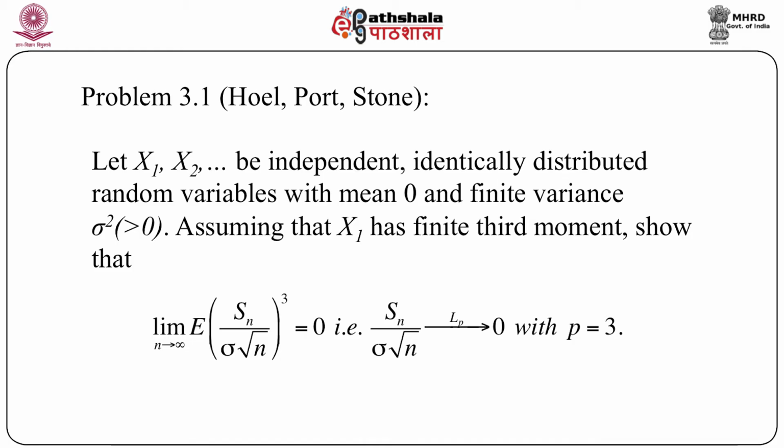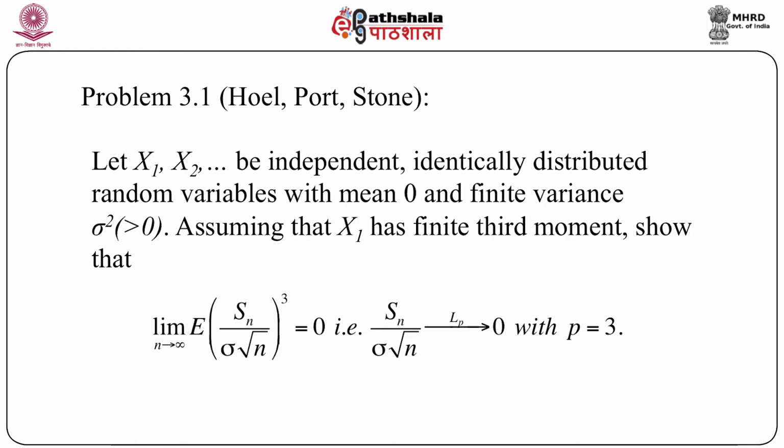That is, Sn by sigma root n converges to 0 in LP. Now naturally P is equal to 3. So this gives us some idea about the LP convergence or L3 convergence. Let's see how we can prove this result.